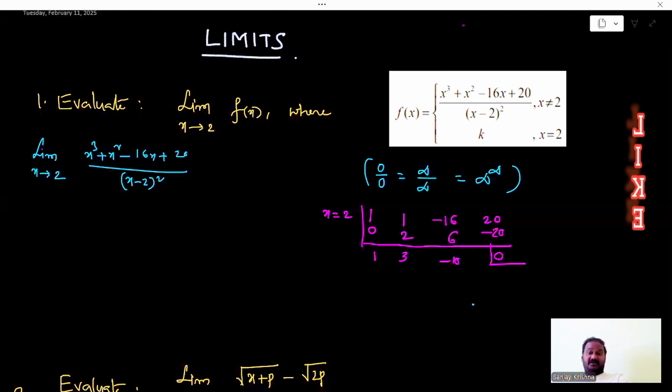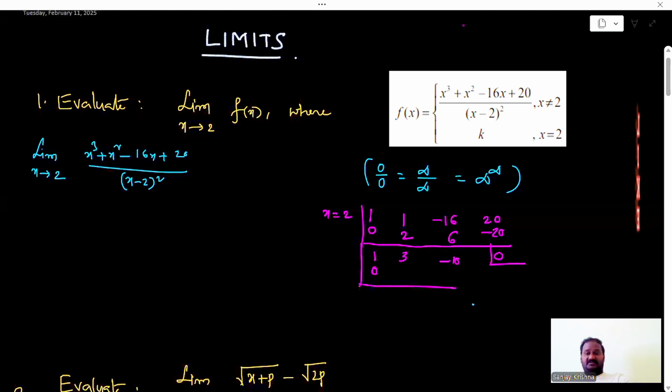Right? Again, we have one more x minus 2 also. Repeat the same process. Put 0 below the first coefficient and then write x is equal to 2. Same thing, 1 plus 0 is equal to 1. 1 into 2 is equal to 2. 3 plus 2 is equal to 5. 5 into 2 is equal to 10. Minus 10 plus 10 is 0. Right? You get the remainder 0.